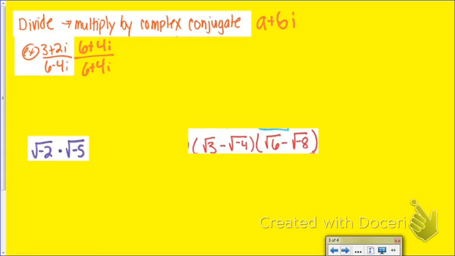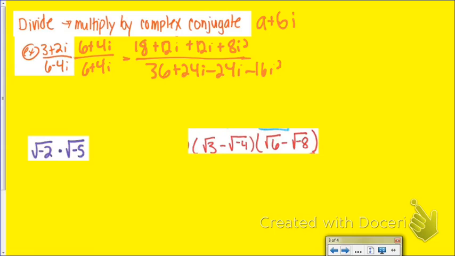So I'm going to do my first times first, my outer, the inner, and my last. And I'm going to do the same thing at the bottom. My first times first, my outers, the inner, and the last.